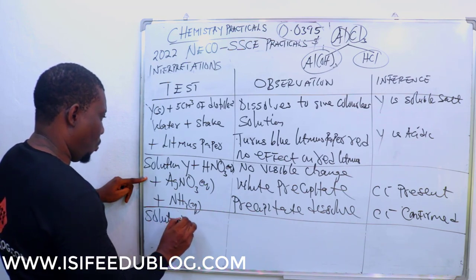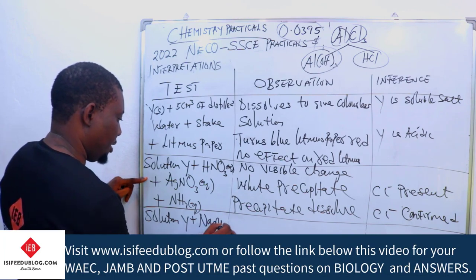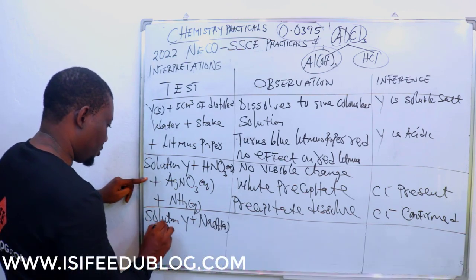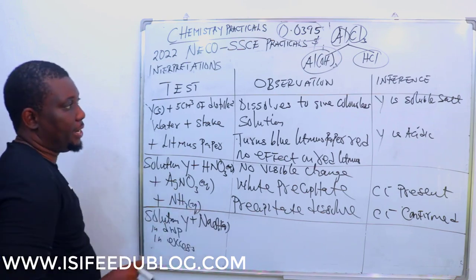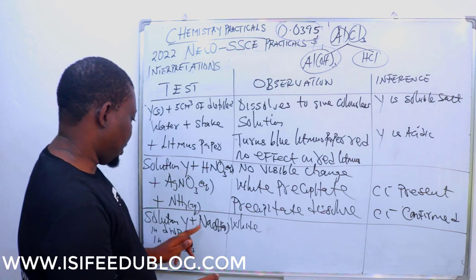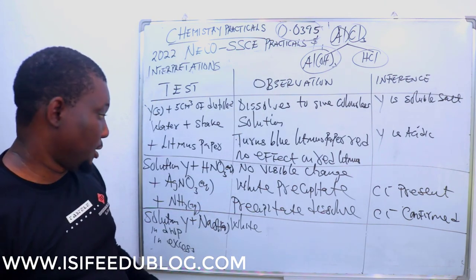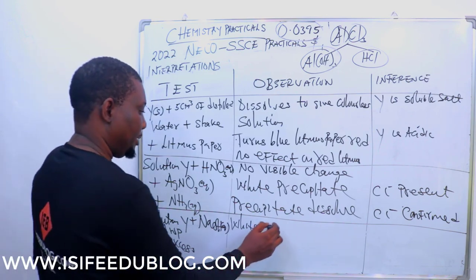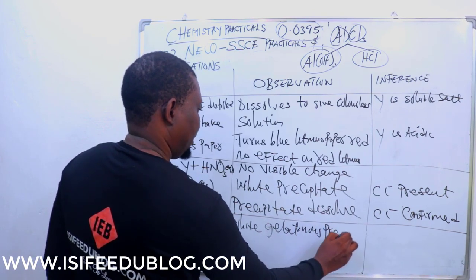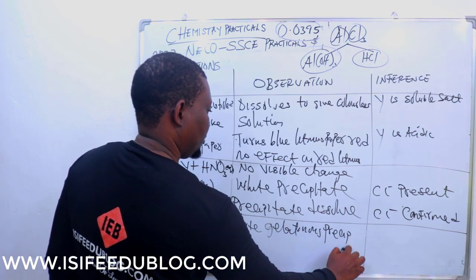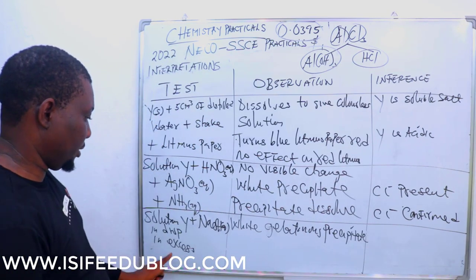Solution Y plus NaOH aqueous in drops goes in excess. So what do you have here? Okay, white, because it's aluminium we're testing, so it's in the form of gelatinous precipitates. That's aluminium hydroxide, which is amphoteric. White gelatinous precipitates. That is what is actually in drops.